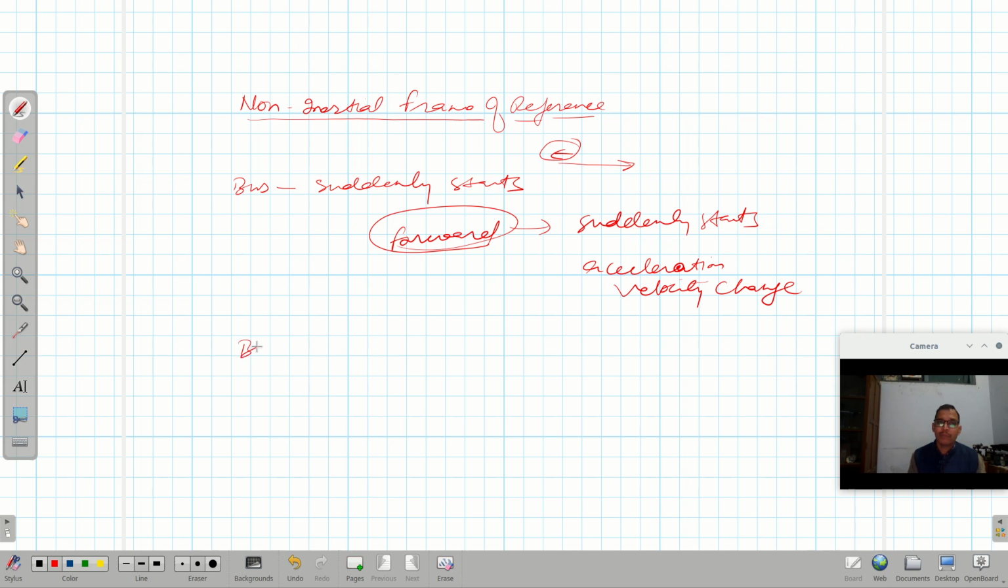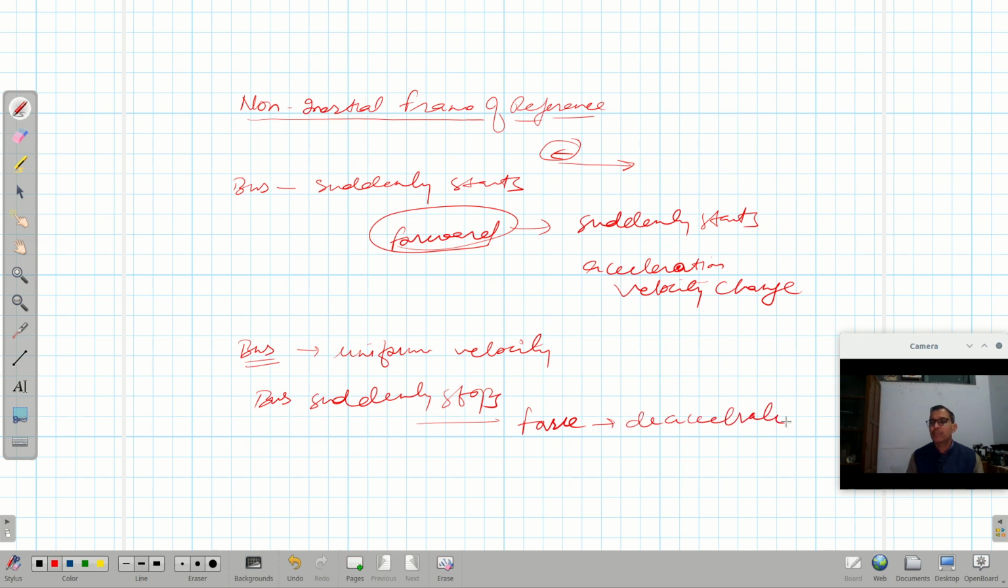Suppose we are in the bus and the bus is moving with uniform velocity. What does it mean? It means that the bus is moving with a constant velocity. But when the bus suddenly stops, we are again applying force to decelerate the motion. So due to the deceleration, what will happen? Velocity decreases.